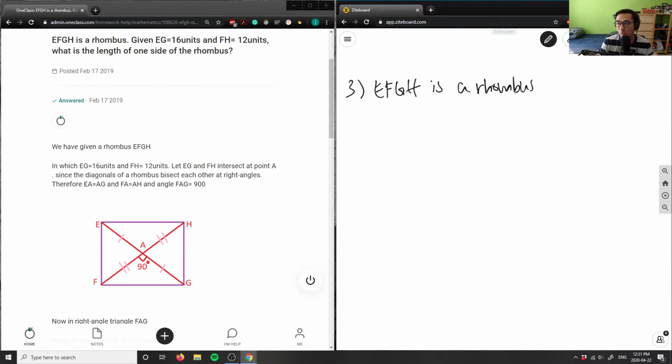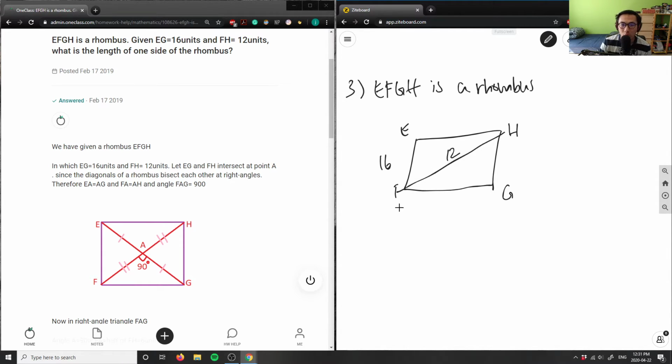So we have a rhombus. This looks oddly like a rectangle, but let me try to draw the rhombus for what it is. Something like that. I'm going to label it E, F, G, and H. EF here is 16 units, right? And F to H is 12, so from here to here is 12. What is the length of one side of the rhombus?